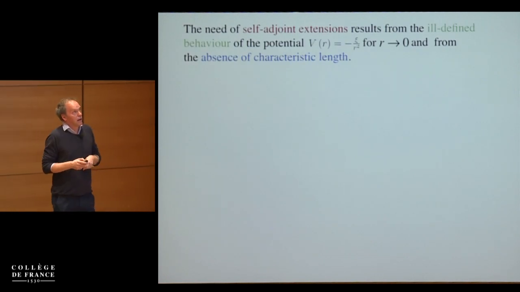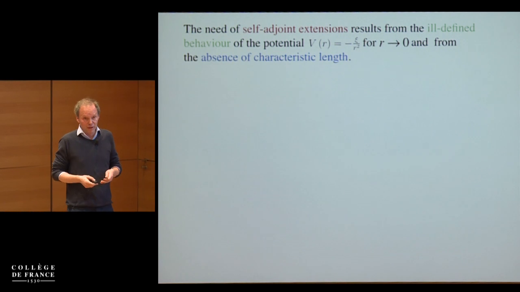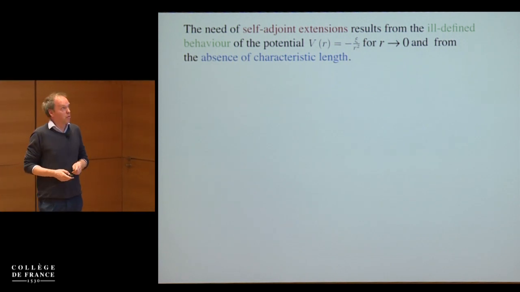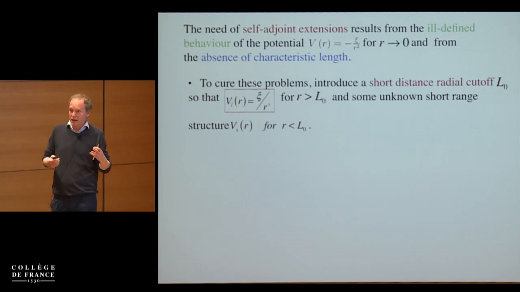So again, what I said before is that the need for self-adjoint extensions results from the fact that there is an ill-defined behavior of the potential when r goes to 0, and there are no characteristic lengths in this problem. So this is the basic disease of this problem. To cure those problems, now what I want to do is something else.